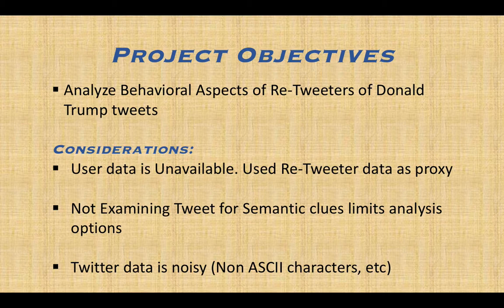But each one of these objectives has certain considerations. I would like to go through them now. In analyzing the behavioral aspects of retweeters of Donald Trump tweets, it's important to remember that user data is unavailable for Twitter users. So I had to use retweeters of Donald Trump tweets as a proxy. Next, because I was not using semantic clues for examining the tweet, I was just using behavioral clues, it limited my analysis options.